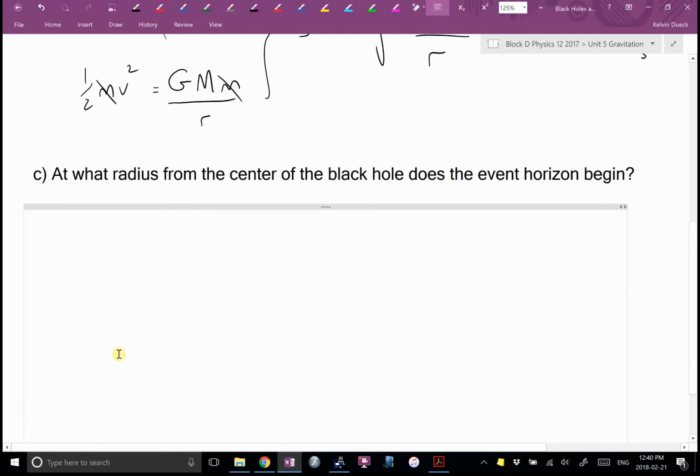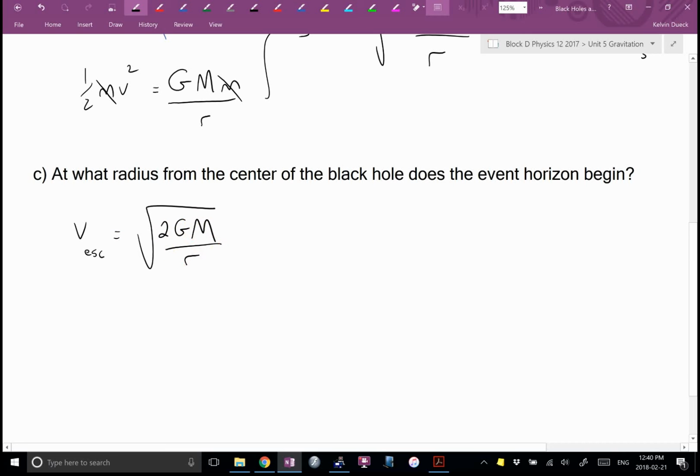We can use escape velocity, which we just rederived. V escape equals the square root of 2 big G big M over R. If I want to find where the event horizon begins, what is the escape velocity where that begins? Light. Who remembers from physics 11? What was the speed of light? So we're going to let v equal c, was the symbol. It's on your formula sheet, I believe.